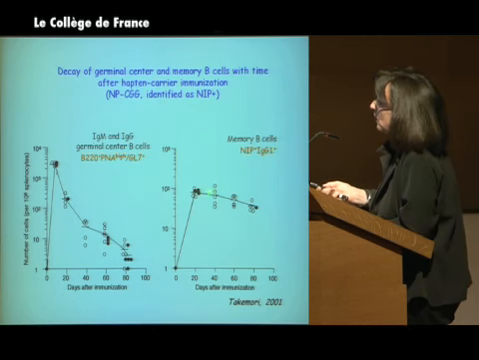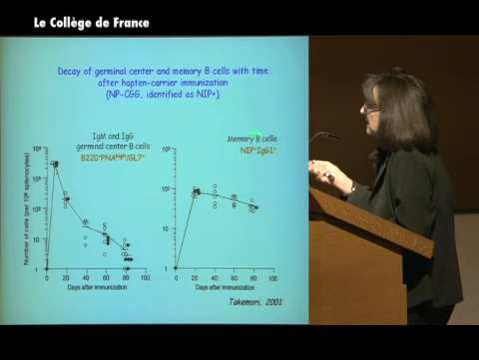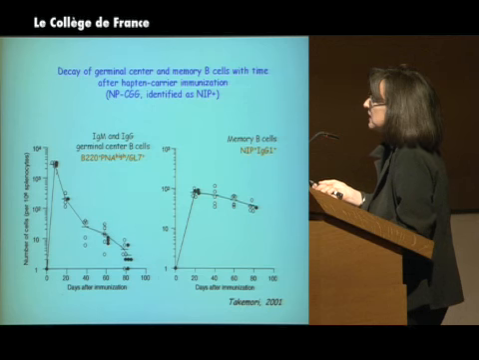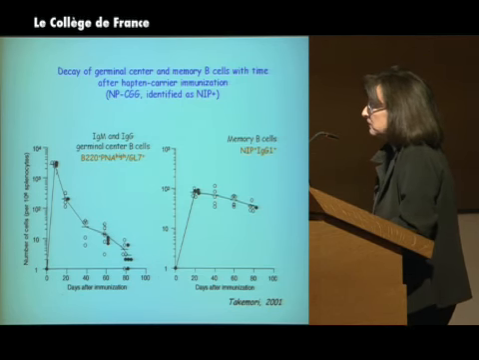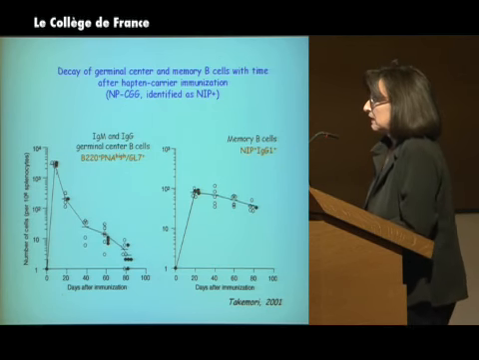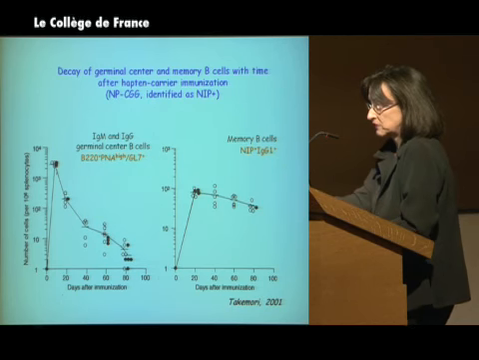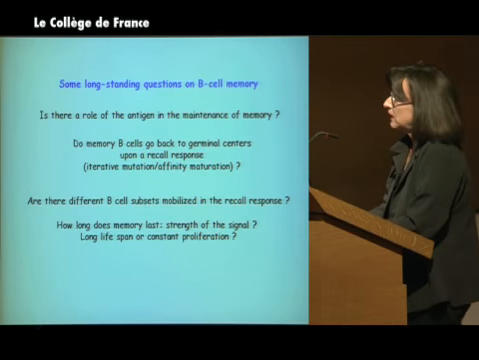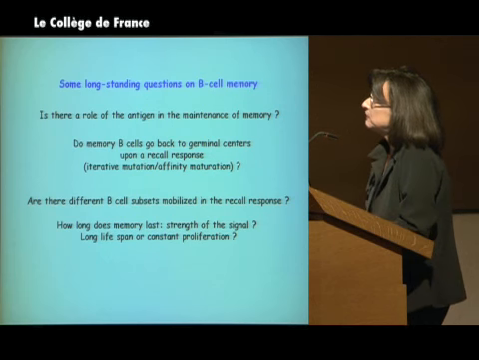And you have also a slow decay of the memory B cells, again, in this case characterized by the IgG phenotype and by the capacity to bind the antigen. And again, after 3 months, you're left with a few thousand cells in a mouse spleen. In fact, very little work has been performed after the 2 or 3 months that follow the initial immune response. So the question we wanted to ask in our model is: is there a role of the antigen in the maintenance of the memory?